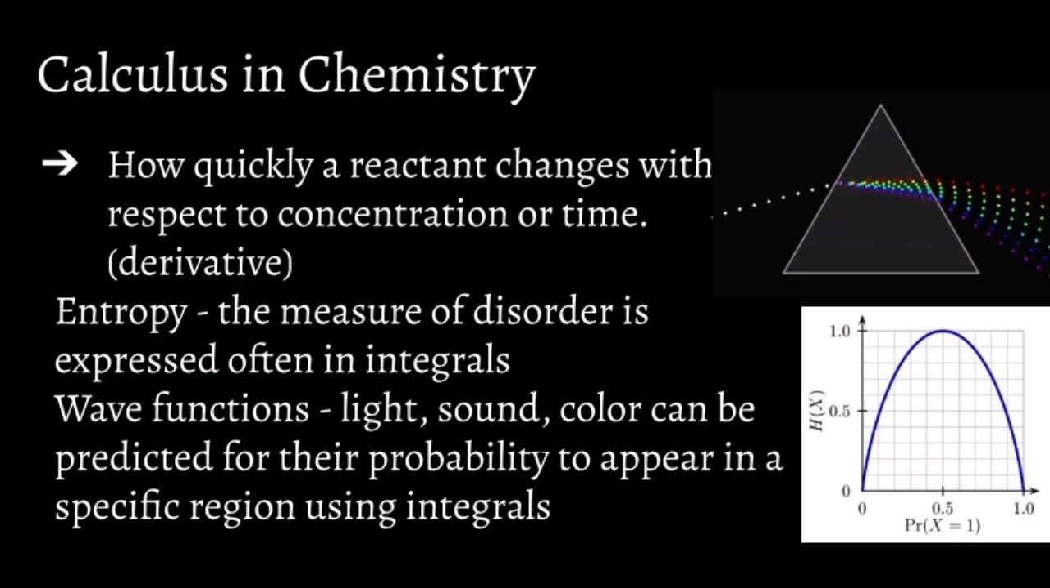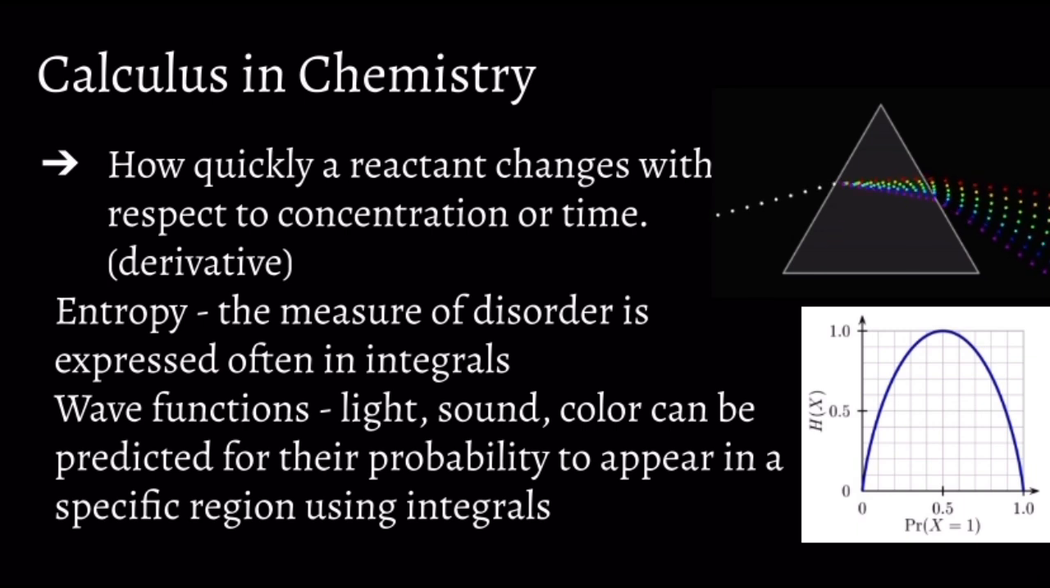Entropy is also another significant example I wanted to pinpoint on the slide because entropy is the measure of disorder expressed in a system, and it represents the cumulative change, which is often expressed in integrals. Wave functions, for example light, which is both a particle and a wave, sound, and color can be predicted for their probability to appear in a specific region because of integrals. This is because integrals can not only be used to find the area or volume underneath the curve, they can also help us with the generalization of trends within a graph.